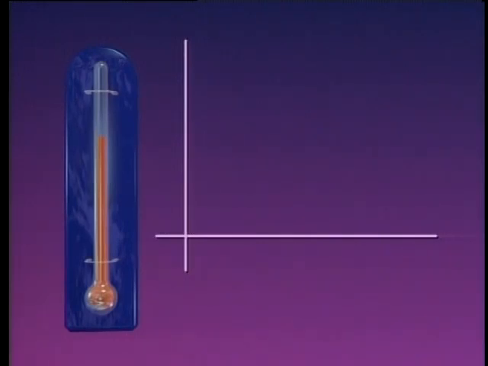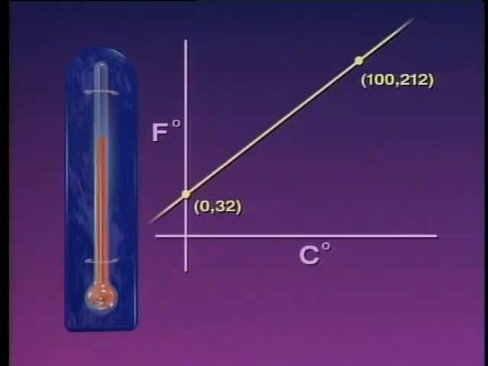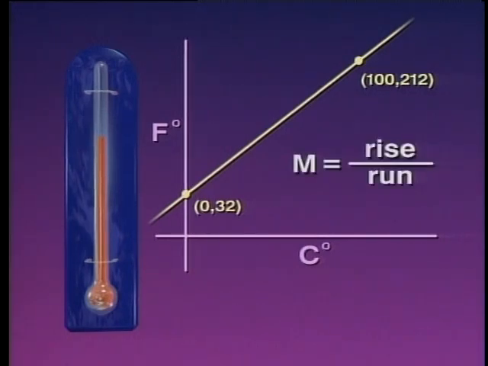First, let's draw a picture. We'll call the x-axis temperature in Celsius and the y-axis temperature in Fahrenheit. Now, our 2 points are the freezing point, that's 0 Celsius and 32 Fahrenheit, and the boiling point, 100 Celsius and 212 Fahrenheit. So here's the line. Now what's the slope? Remember that slope is rise over run, the change in y divided by the change in x. Since we called y Fahrenheit and x Celsius, that's 212 minus 32 over 100 minus 0. So the slope is 9/5.